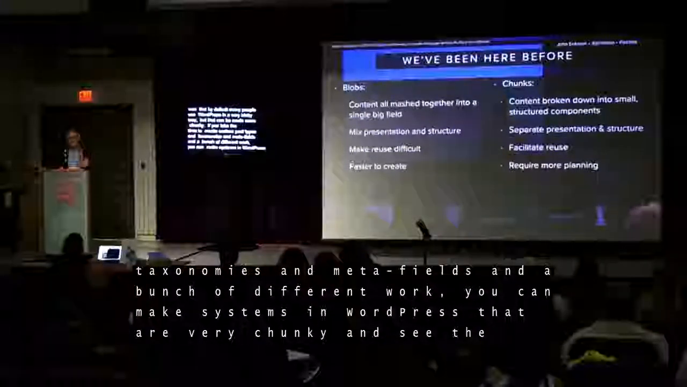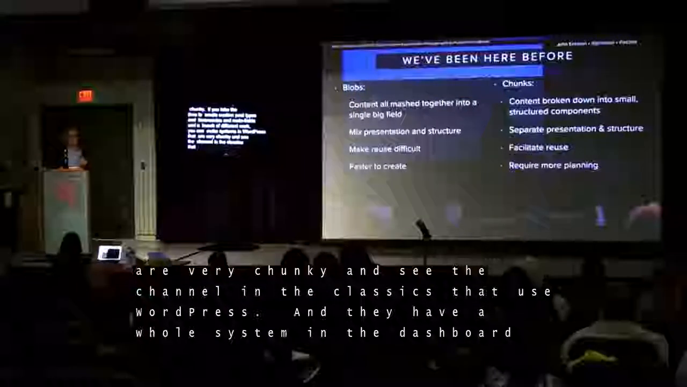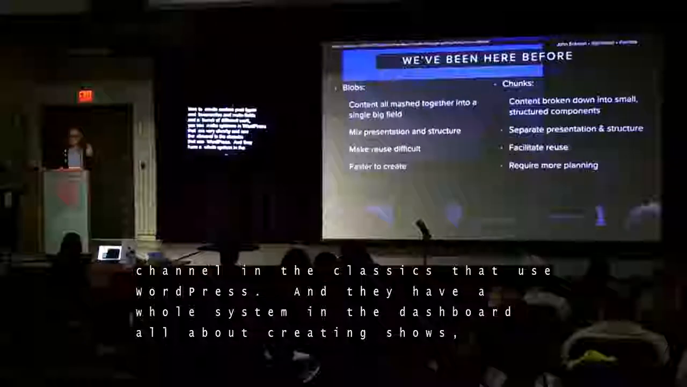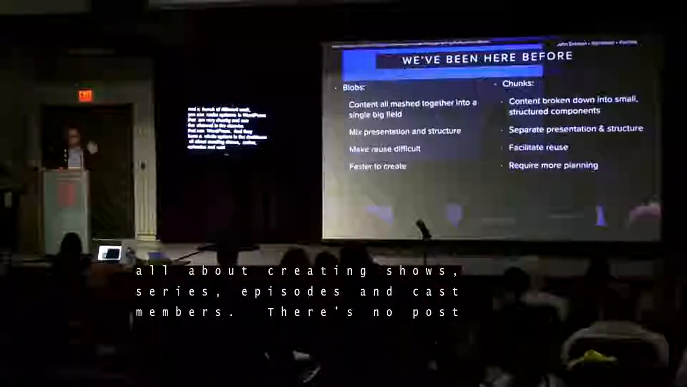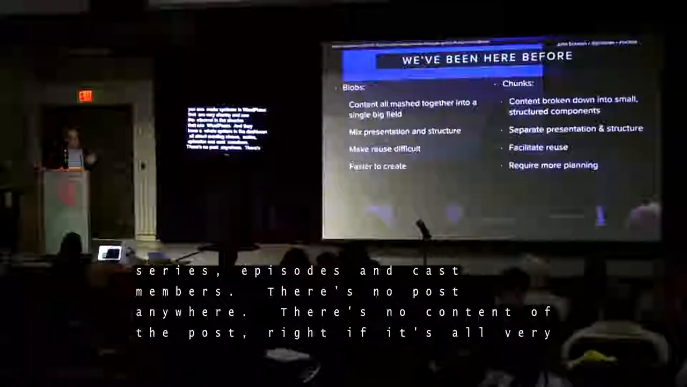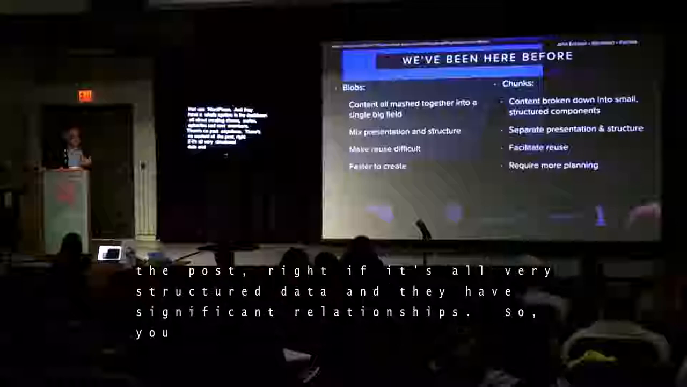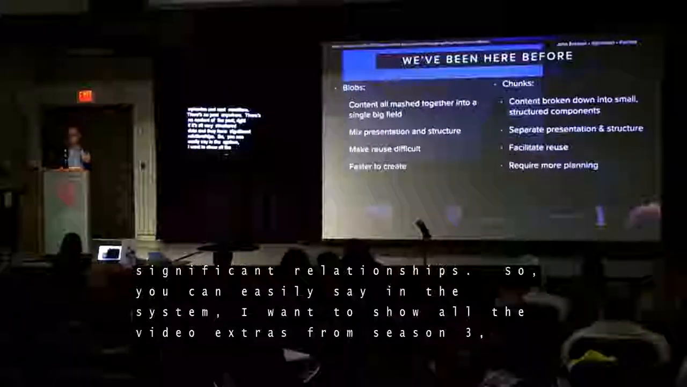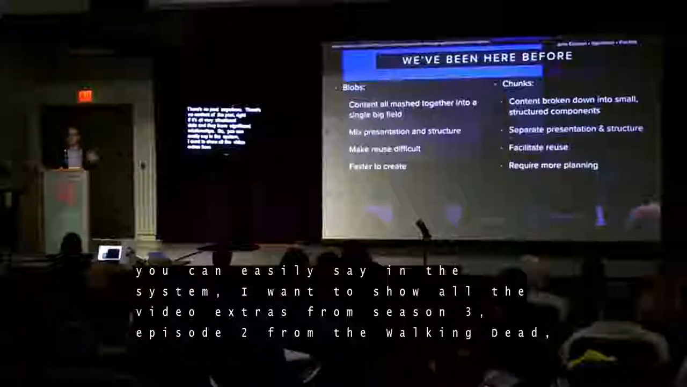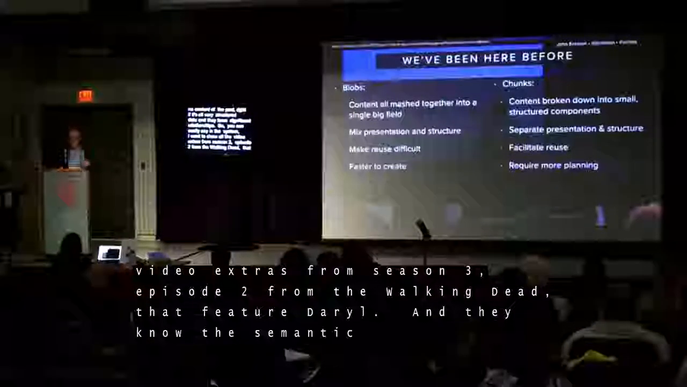AMC, the channel, formerly American Movie Classics, uses WordPress, and they have a whole system in their dashboard that's all about creating shows, series, episodes, and cast members. There's no post anywhere. There's no concept of a post, right? It's all very structured data, and they have significant relationships to each other. So that you can very easily say in the system, I want to show all the video extras from season 3, episode 2 of The Walking Dead that feature Daryl, right? And the system knows each of those things as semantic concepts and can very easily get to them.